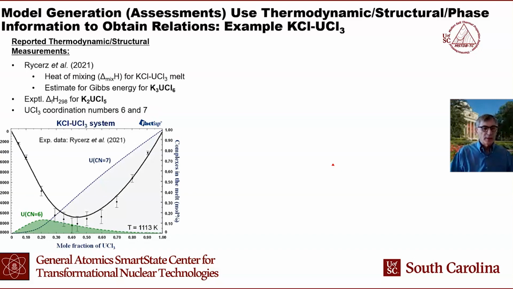So here's the enthalpy of mixing between KCl and UCl3. The experimental data you see is the points. The line is our model. And you can see here the concentration of the cations that have 6 and 7 coordination within the model. And once we capture that, then we can appropriately model the heat of mixing, which goes into the regression analysis and allows us to accurately represent the salt.